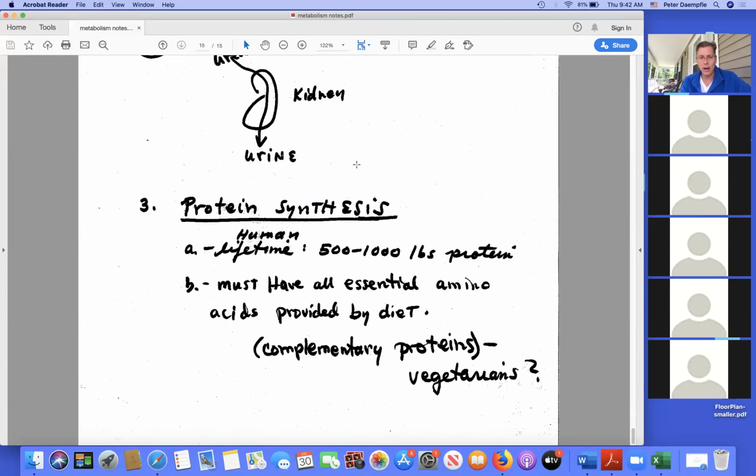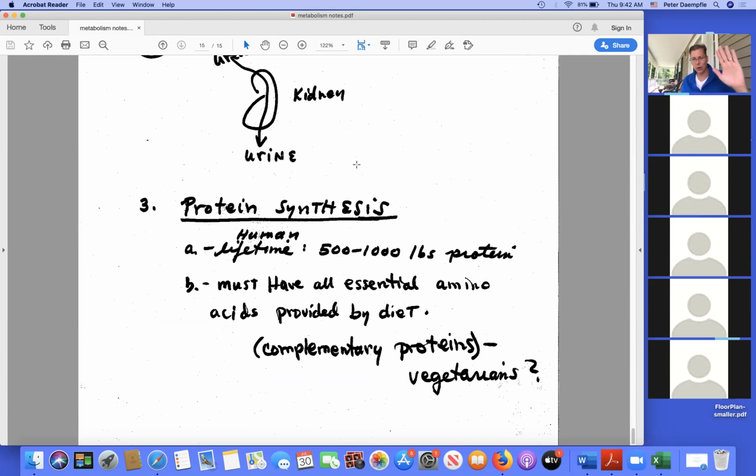In our lifetime, and I had to look this up because I did not believe it, we eat 500 to 1,000 pounds of protein. I thought we eat way more than that. I mean, when you eat a piece of meat, that's a lot of protein. Apparently, there's not that many grams of protein even in meat and beans and high protein food. So we only eat 500 to 1,000 pounds of protein in a lifetime. That's kind of a weird thought.